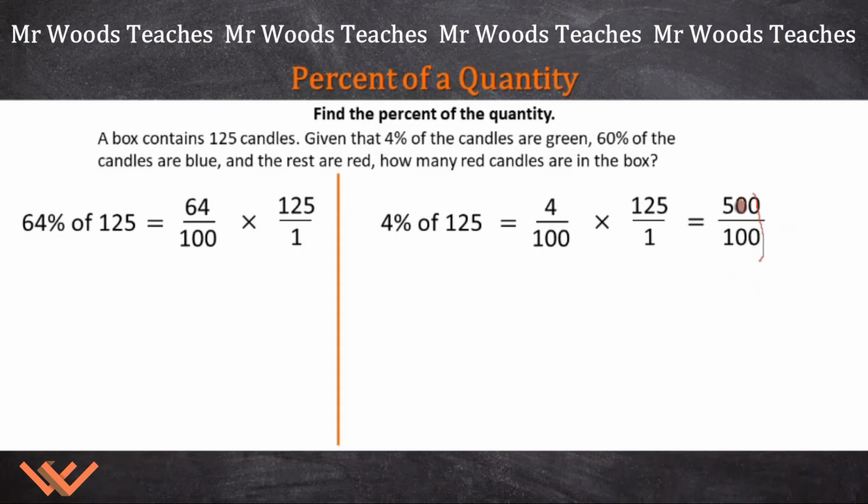Let's just take those zeros away. 5 over 1, that's going to equal 5 green candles. So we know how many green candles there are. Now we're looking for the number of blue candles. Let's set that up the same way.